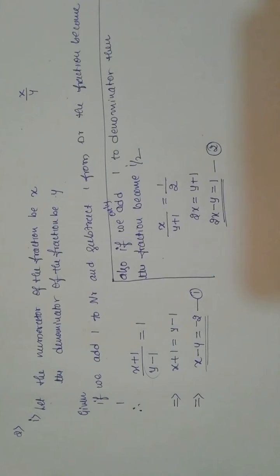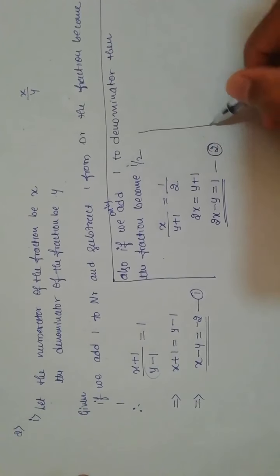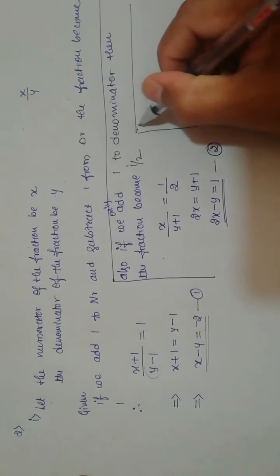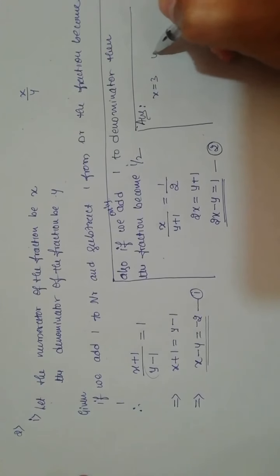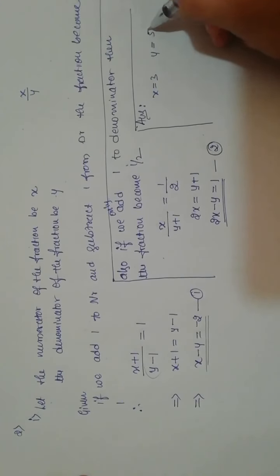Remaining is left for you. You need to simplify this one by elimination method. So the final answer is like this. You can note on the final answer. X is equal to 3, y is equal to 5. Okay, so now look at here answer. X is equal to 3, y is equal to what, 5.